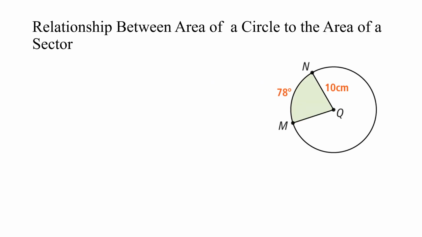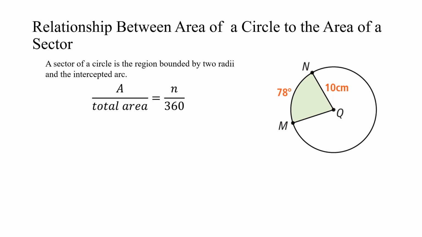When it comes to circles, we're also interested in being able to calculate the area of a sector of a circle. And all a sector is, it is a region bounded by two radii, in this case MQ and NQ if we're looking at the diagram, and the intercepted arc that they create. It has to be the case that the area of the sector, which is the area in yellow, and I'm going to represent that by using the letter A, has to be some fraction of the total area of the circle, and it has to equal the relationship between the arc and the overall arc measure of the circle. So written out algebraically, A, area of the sector, divided by the total area of the circle is going to equal the arc measure divided by 360.